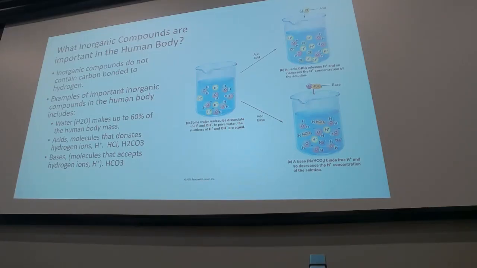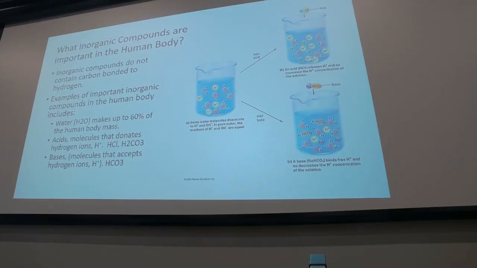Okay, now let's look at what inorganic compounds are and how they are important for our body. Inorganic compounds are the opposite of organic compounds. So they don't contain carbon and hydrogen bonds. Organic chemistry basically studies carbon and hydrogen bonded molecules. And then we have several inorganic compounds in our body, those that don't have bonded carbon and hydrogen.